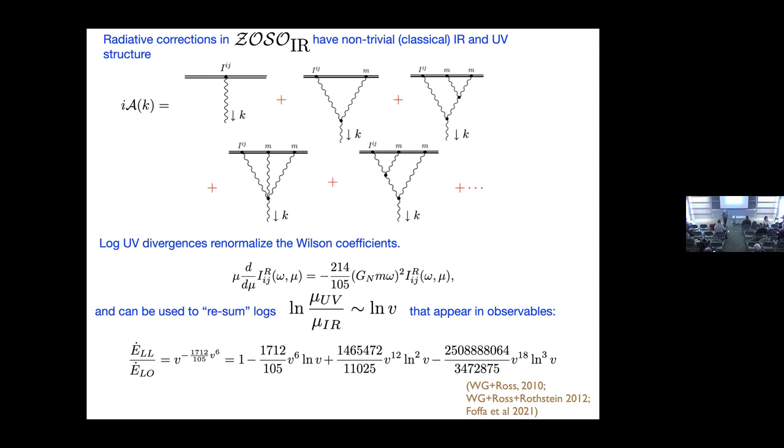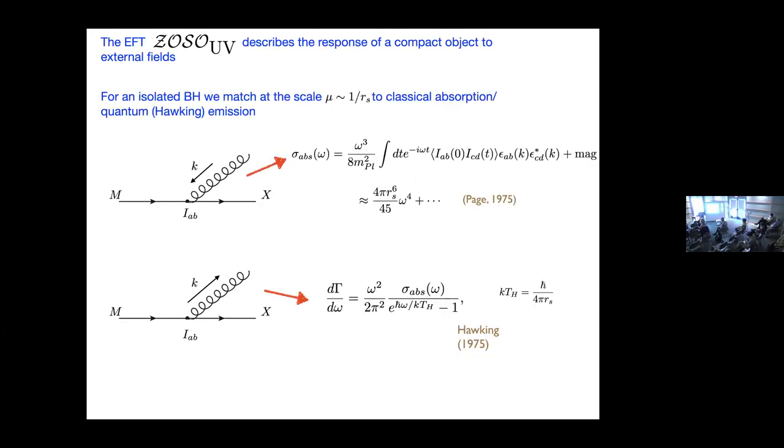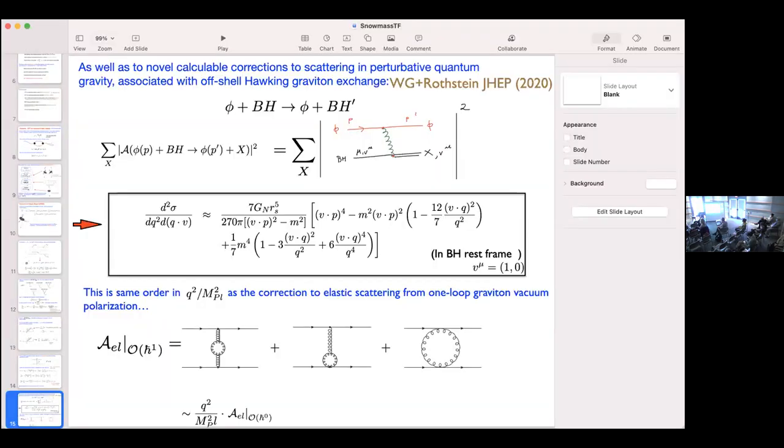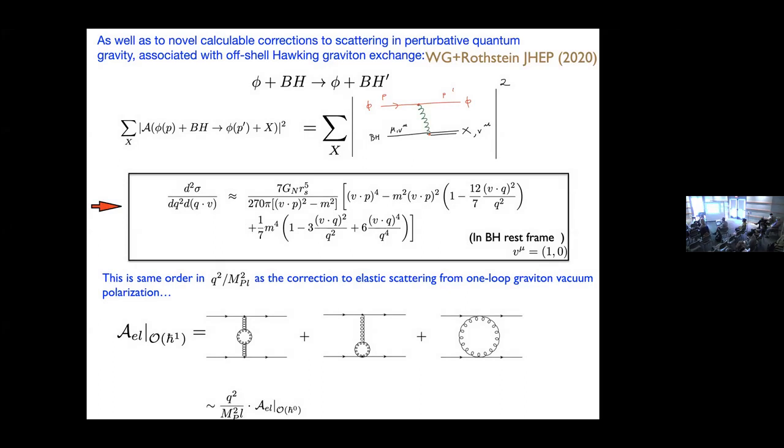Hi, Walter, this is Nathaniel Craig. Thanks again. If I can ask, maybe it's a naive question. I think it's on your last slide. Is there an easy way to understand why the virtual Hawking radiation exchange contribution shows up at the same order as the normal sort of one loop vacuum polarization?